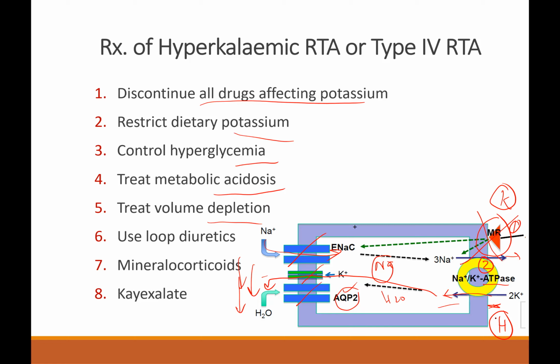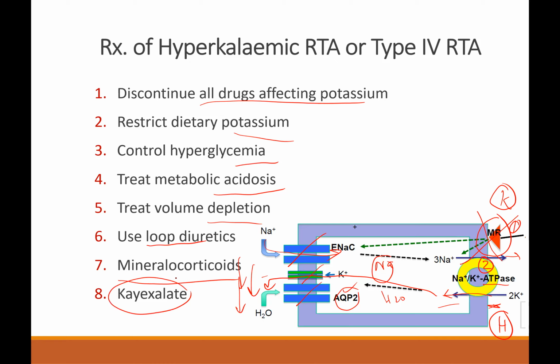Unlike these drugs, aldosterone antagonists and all, they excrete the sodium and retain the potassium. Whereas the loop diuretics are just opposite. They excrete the potassium and retain the sodium. And also mineralocorticoid supplementation may be useful in case low aldosterone is the reason. And Kayexalate is another substance which can be used.